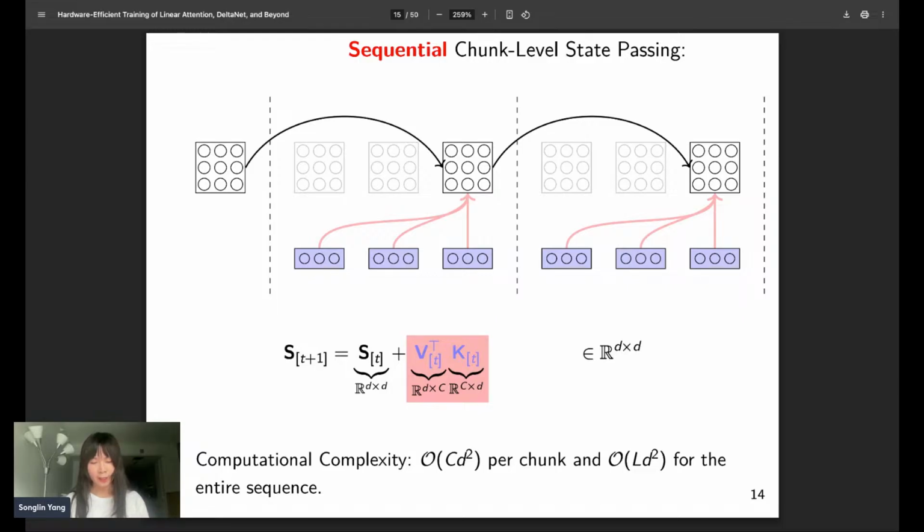So first, in the first step, we have the chunk level recurrent state computation. In this stage, we only compute the recurrent state for each chunk, which is basically the last position of each chunk. And we directly jump from this state to this state. And in the middle, we have several states, but we skip the computation. We just directly jump to the last state.